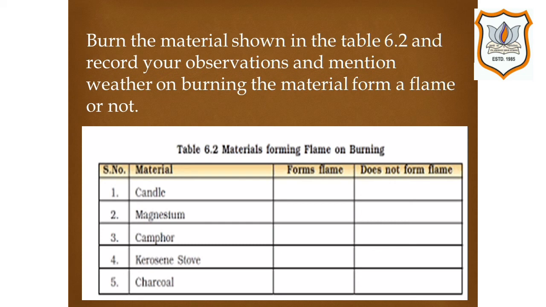First one is candle. If you burn a candle, it forms a flame. Magnesium, it also forms a flame. Camphor, camphor means kapoor, it also forms a flame. Kerosene stove, that also forms a flame. Charcoal, charcoal does not form a flame, it only glows.